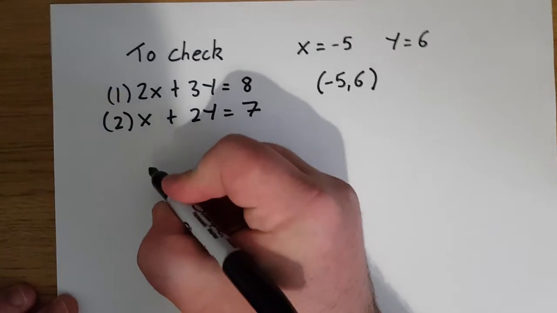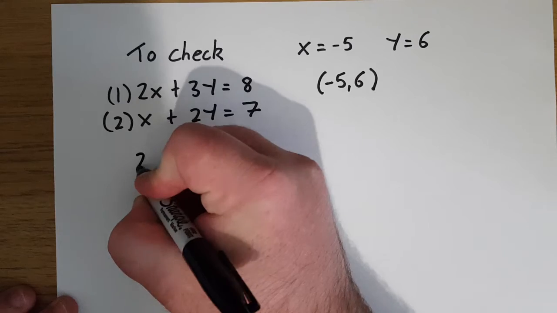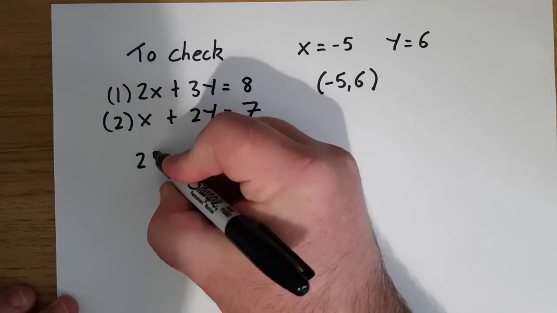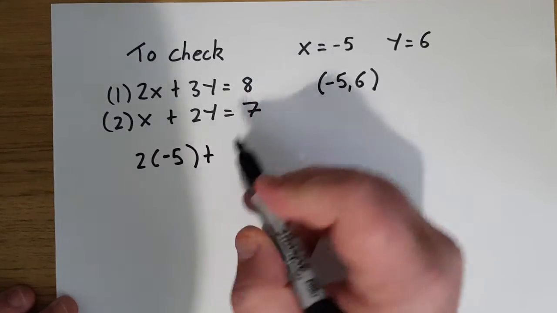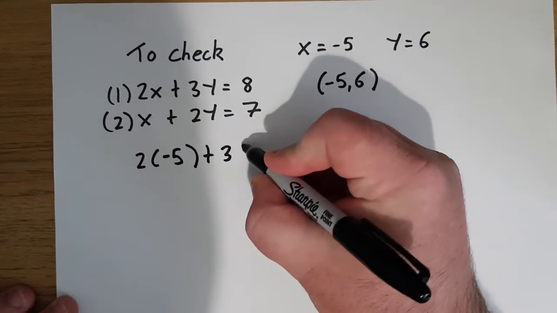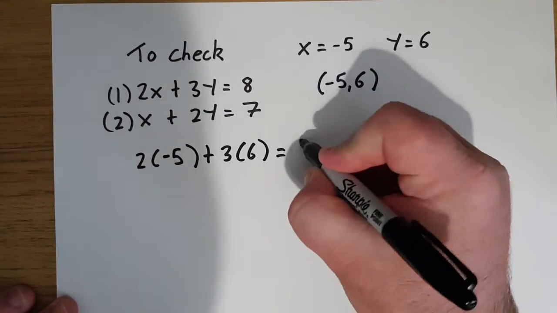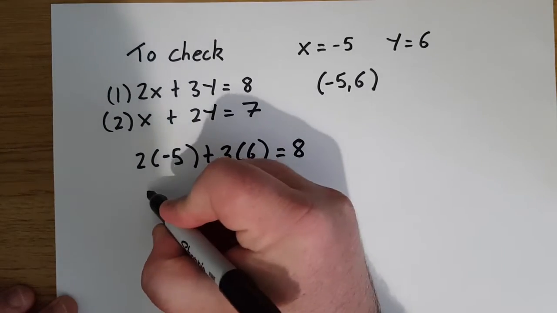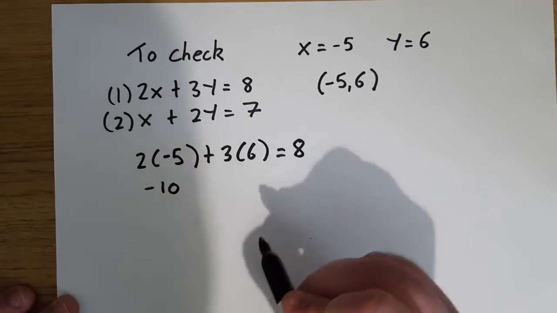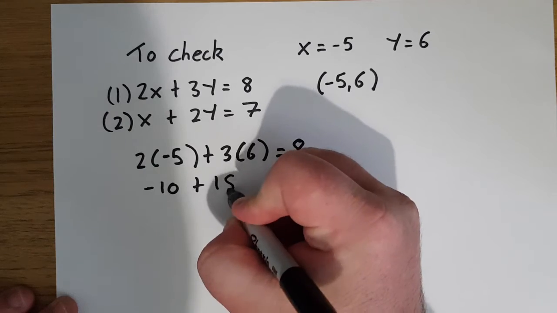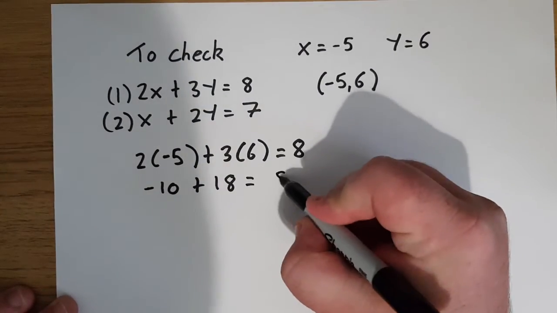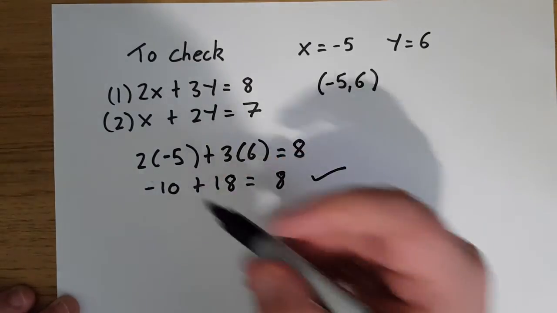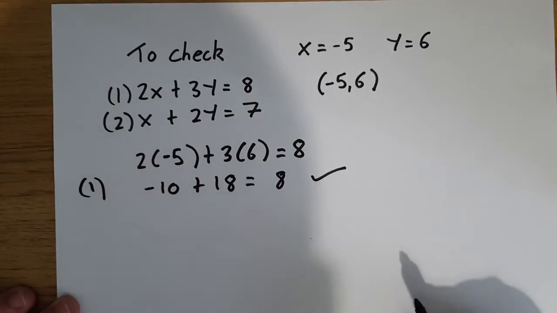So to check, all we have to do is plug in minus 5 into equation 1. So x is minus 5 plus 3 times y, which is 6, equals 8. 2 times minus 5 is minus 10, plus 3 times 6 is 18. Minus 10 plus 18 equals 8. So there we go. Equation 1 is correct.